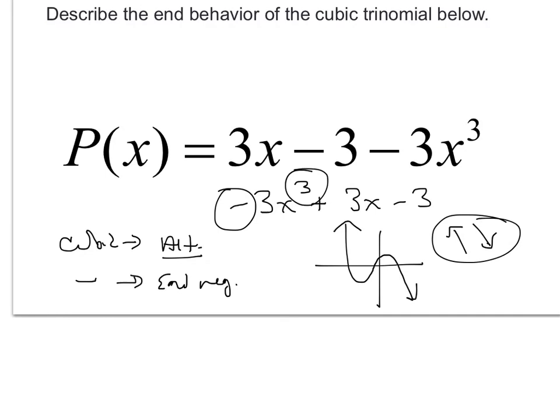So just to summarize, remember that end behavior we're going to identify by looking from the middle to the right and then the middle to the left. And that's how we identify our end behavior. So that means this piece is going up, this piece is going down.